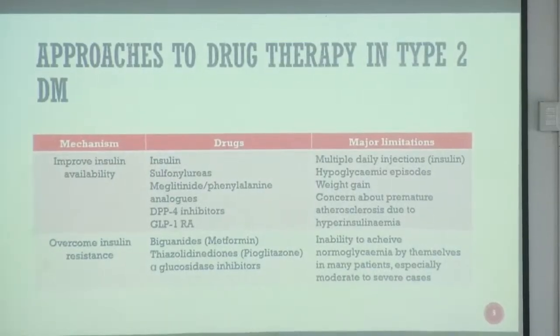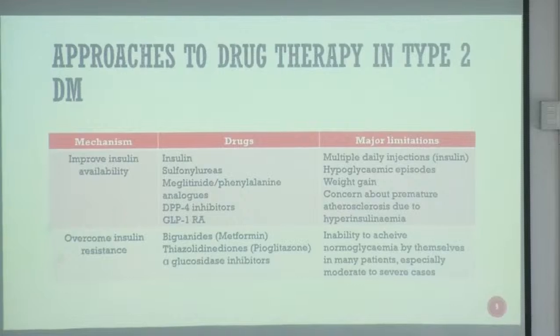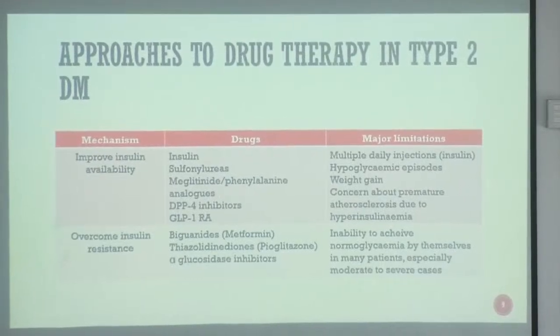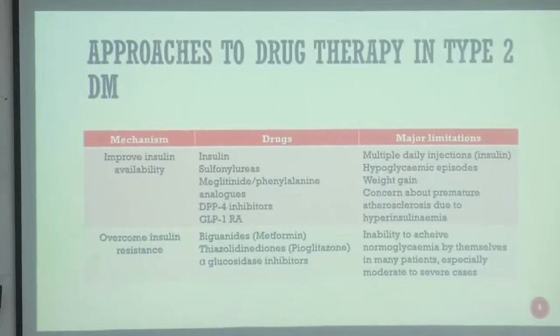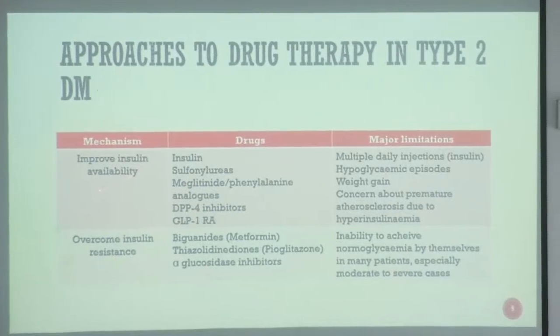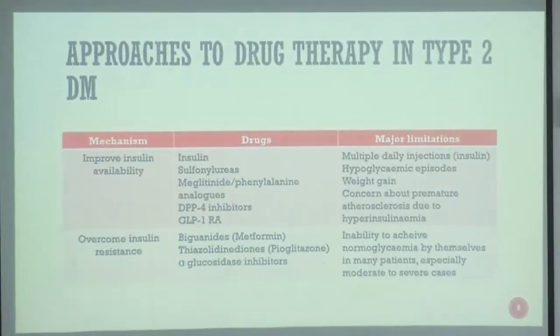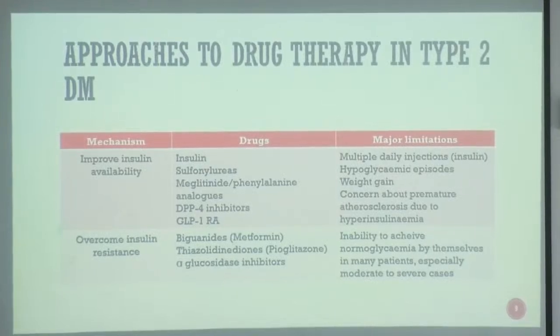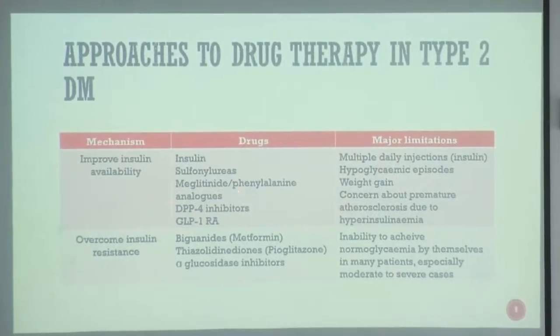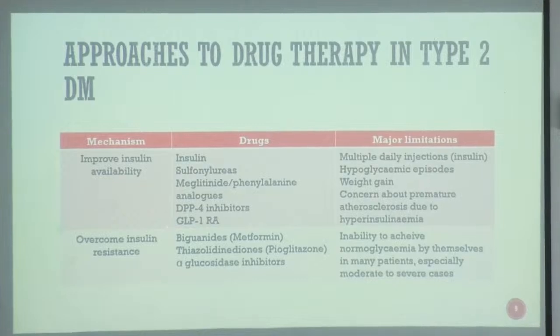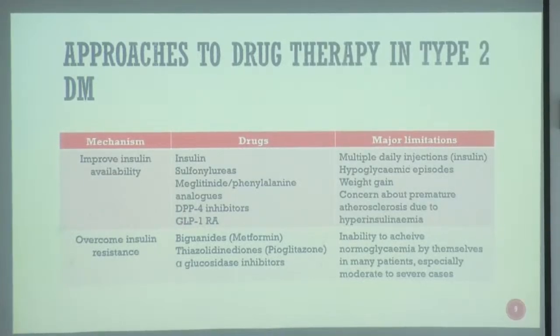Now, approaches to drug therapy in type 2 diabetes mellitus. Number 1, by improving the insulin availability, and number 2, by decreasing the insulin resistance. By improving insulin availability, the drugs are insulin, sulfonylureas, which cause increased secretion of insulin from the pancreas, meglitinides, DPP4 inhibitors, dipeptidyl peptidase 4 inhibitors, and GLP-1 receptor agonists, that is, glucagon like peptide 1 receptor agonists. We will come to each of them one by one. Today we will be discussing only insulin.